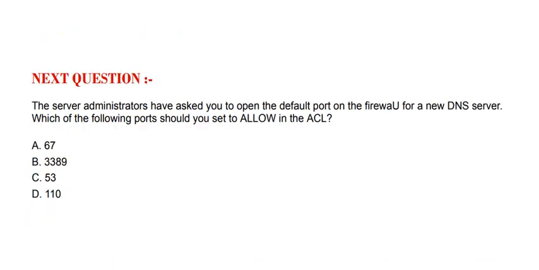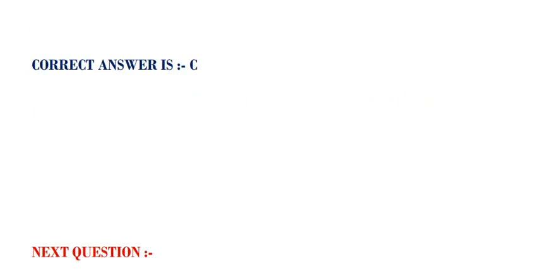Next question is, the server administrators have asked you to open the default port on the firewall for a new DNS server. Which of the following ports should you set to allow in the ACL? And the options are: option A, 67, option B, 3389, option C, 53, and option D, 110. The correct option is option C.